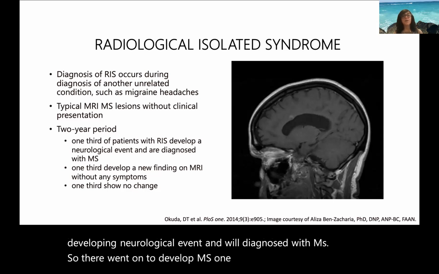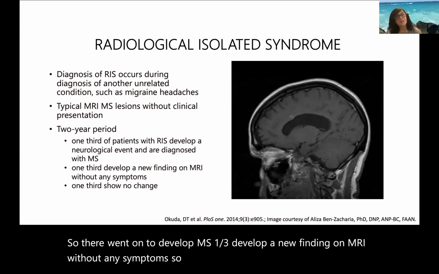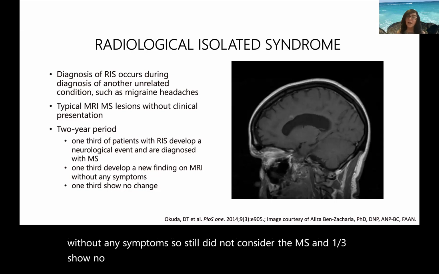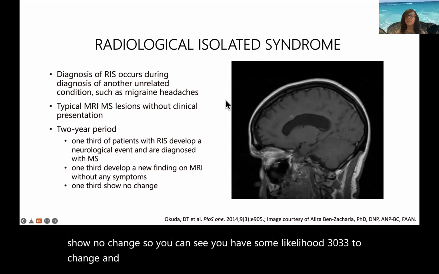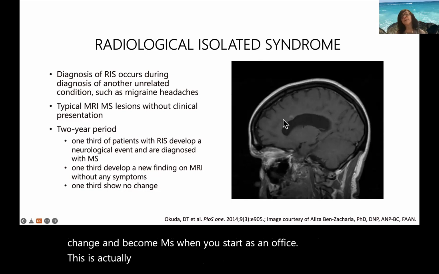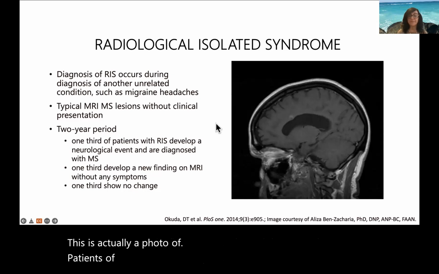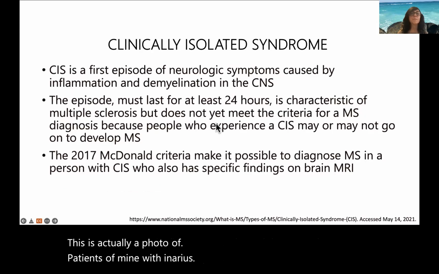1/3 developed a new finding on MRI without any symptoms, so still not considered MS, and 1/3 show no change. So you can see you have some likelihood, 33%, to change and become MS when you start as an RIS. This is actually a photo of patients of mine with an RIS.